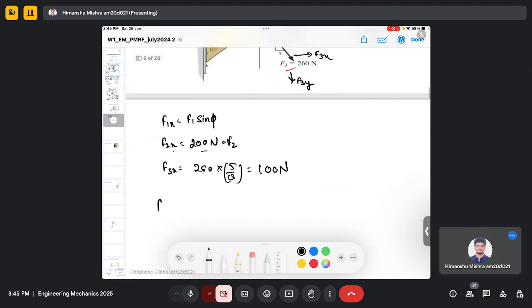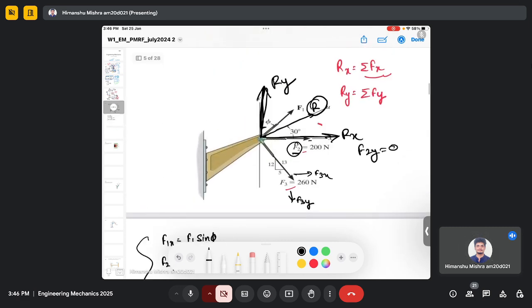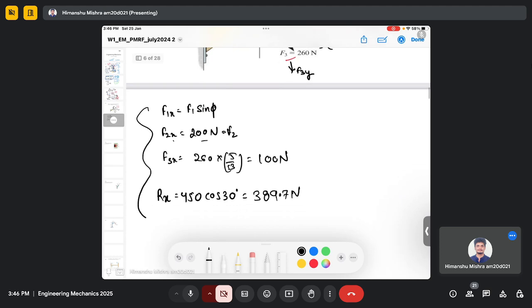So my Rx is R cos 30, which is 450 cos 30. It will come out to be 389.7 Newton. So we are actually collecting all the x components of forces, and we have now collected all of them. Now we will collect all the y components of force, right?